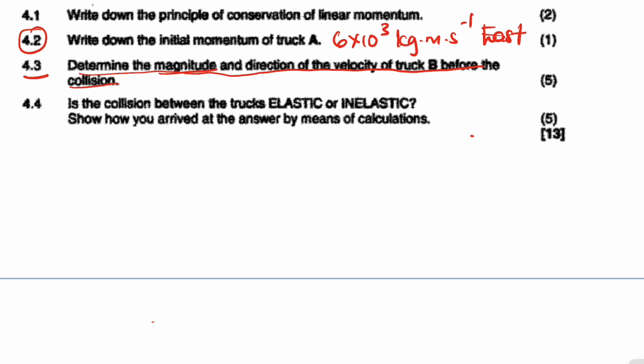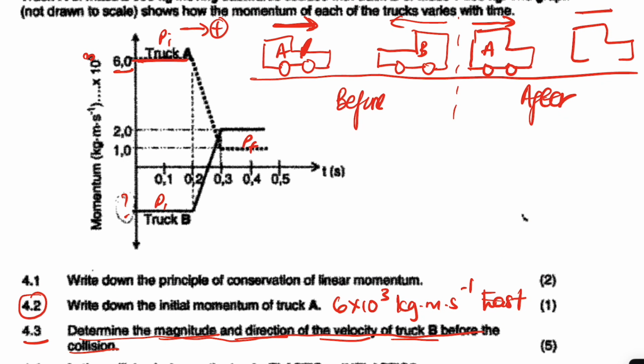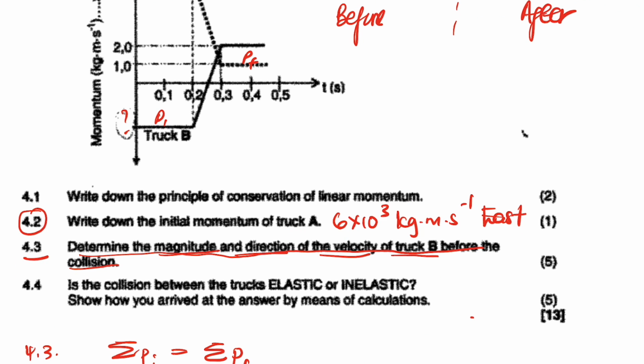Now when we say determine the magnitude and direction of the velocity of truck B, what we're going to do there is use the principle of conservation of momentum. 4.3 will say the total momentum before is equal to the total momentum after, right? Now we have the momentum of truck A.